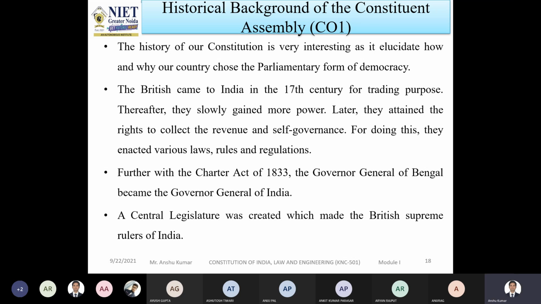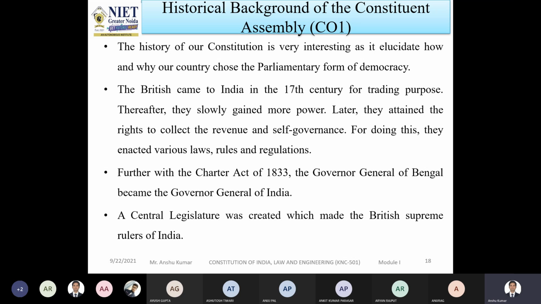It deprived the Governor of Bombay and Madras of their legislative power. That means the Governor General of Bengal is supreme, now becoming the Governor General of India. So the other two provinces, Madras and Bombay, had their legislative power completely taken away. And the supreme power, the Governor General of Bengal, also known as the Governor General of India, becomes supreme. So these are a few features of the Charter Act 1833.